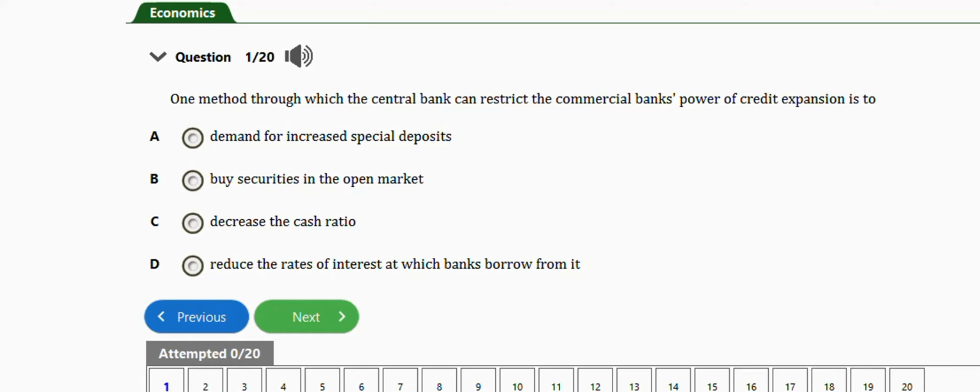Let's get started. The first question I have here says, one method through which the central bank can restrict the commercial bank's power of credit expansion is to have demand for increased special deposits, buy securities in the open market, decrease the cash ratio, reduce the rates of interest at which banks borrow from it. The right answer is option A, which is to demand for increased special deposits.